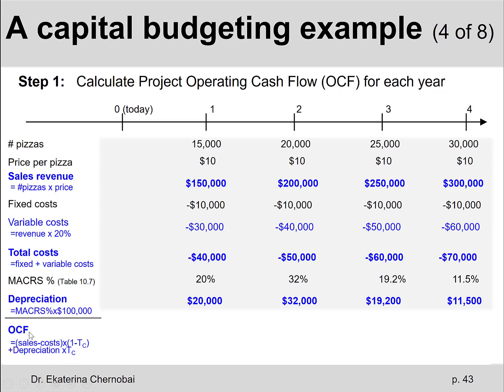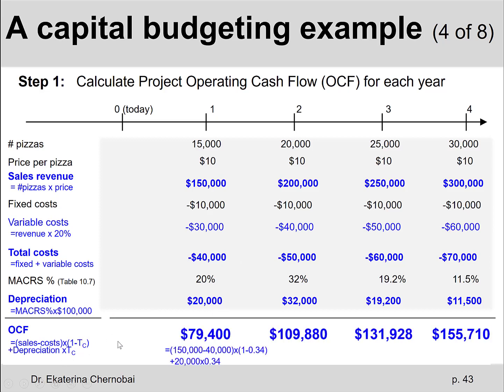Okay, now we have all the components that we needed to find the operating cash flow using the depreciation tax shield approach. So when we put the sales revenue, the total cost, and the depreciation, and the 34% tax rate into this formula, we get for year 1 $79,400, for year 2 $109,880, and for year 3 $131,928. And for the fourth year, $155,710. Okay? So it's a different number for each year.